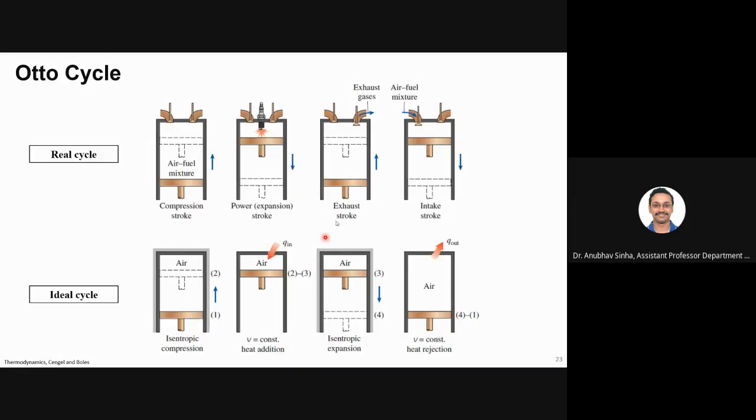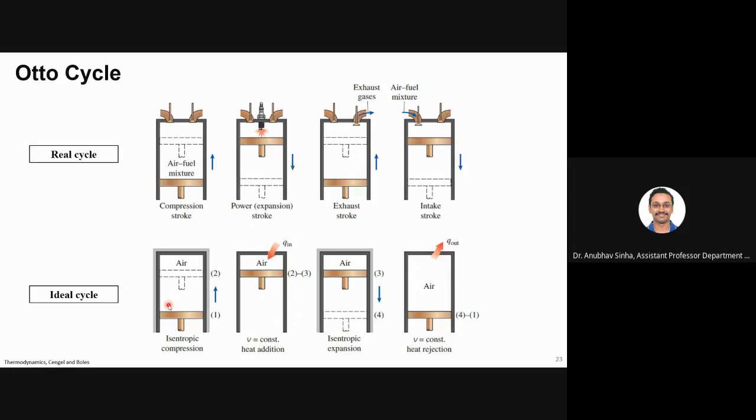Now we have the exhaust stroke. Instead of that we have isentropic expansion. It is basically a part of this power stroke. So you transfer heat at constant volume and then you expand it isentropically. And the last step is heat rejection. Instead of doing exhaust and intake, I say that we have air which is at high temperature. I reject heat and then it is brought back to the same initial conditions.